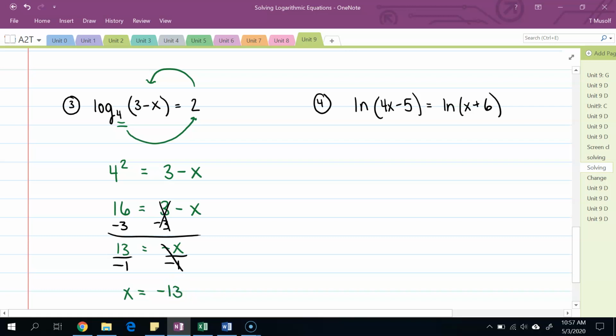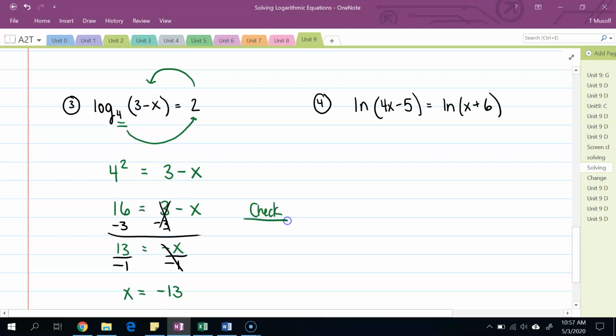Every time, make sure you're checking. It can be just a quick plug in your head and check. As long as you've checked, because you don't want to say the answer is whatever, when the answer should really be no solution. Right? So really make sure you're doing something to double check. All right, so negative 13.